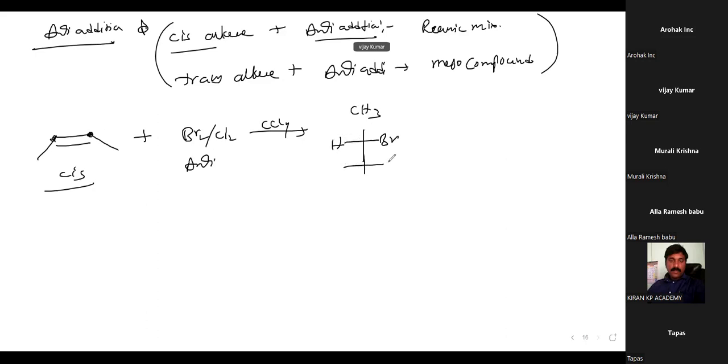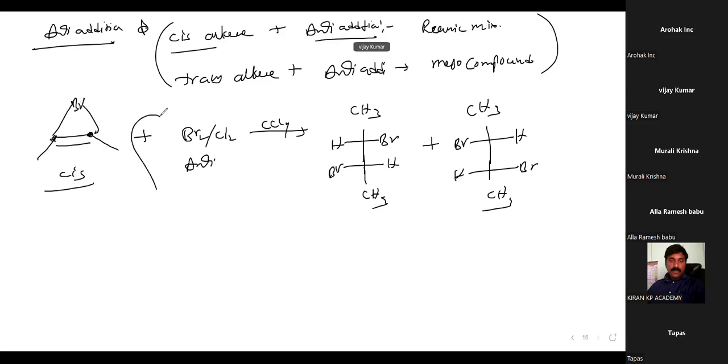This one will be H. This one will be Br, CH3. And even this one, it can be Br, H, and Br, H, and CH3. We can expect this. Why? If one bromine comes and attacks, another bromine has to come from the backside. So in that aspect, you will be getting these relations. Cis-alkene with anti-addition, you will be getting a racemic mixture. Make sure of this point. Okay, next one.